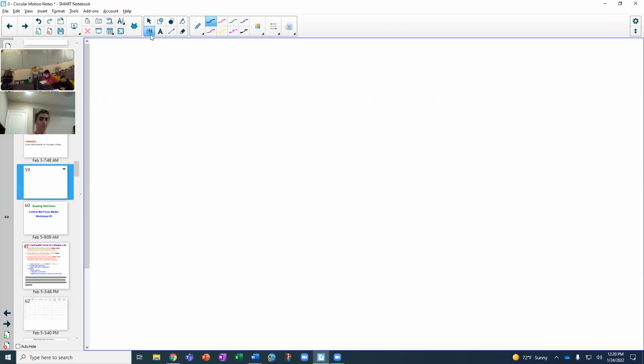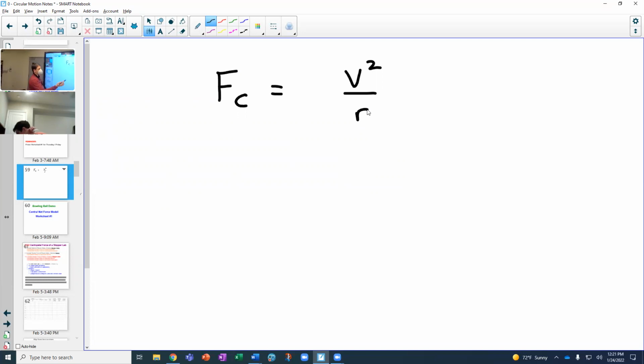How do we calculate centripetal force? What's the equation for centripetal force? Chris? Velocity squared over radius. Velocity squared over radius would give me the centripetal acceleration. And then we'd have to multiply it by the mass. If I multiply that by the mass, now I've got a force, mass times acceleration.